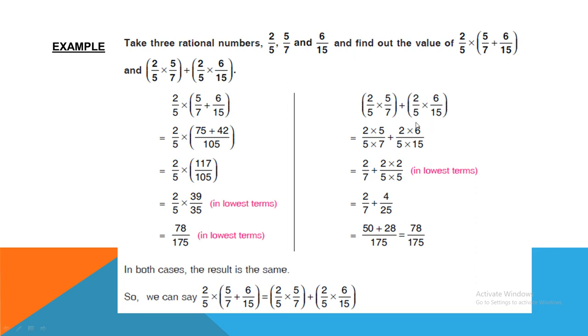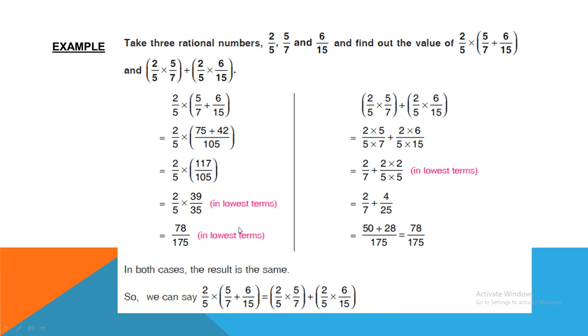In this bracket you can cancel which numbers? 6 and 15 together, on table of 3. So you get 2 by 5. So 2 into 2, 4. 5 into 5 is 25. Okay. Now we have to simply add them. Denominator is not same. So you take LCM 175. Okay. So 50 plus 28, 78 upon 175. Clear? So both sides come out equal.